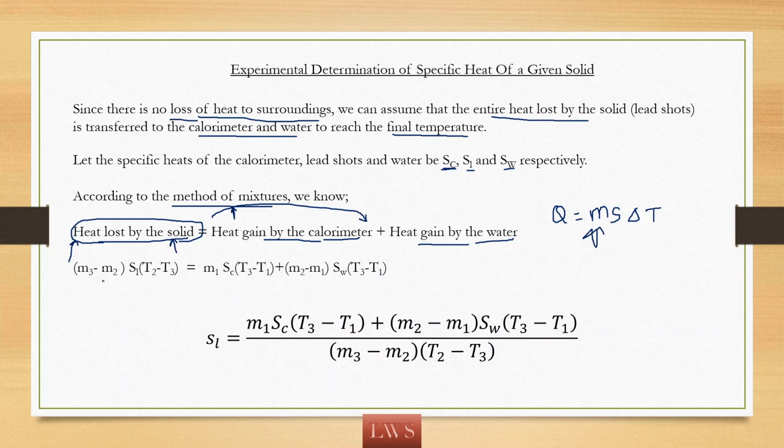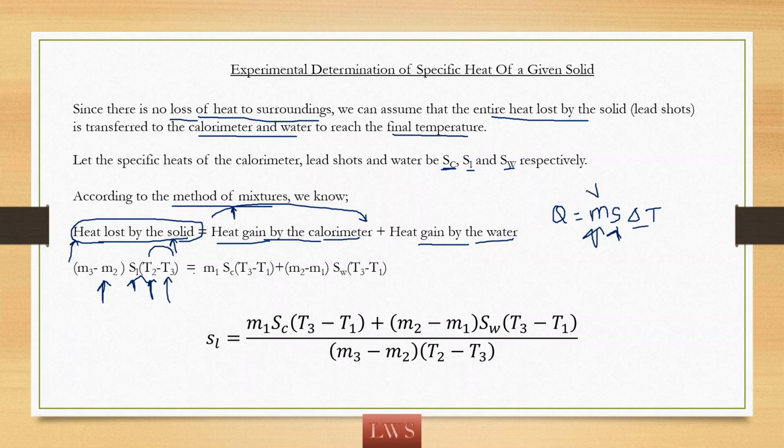What is the mass of lead shards? That is M3 minus M2. I am assuming specific heat as SL. And what is the change in temperature? Delta T. We are initially taking the lead shards at high temperature T2, and when we mixed them, the final temperature is T3. So for change in temperature, higher temperature minus lower temperature, that is nothing but T2 minus T3, equals heat gained by calorimeter.